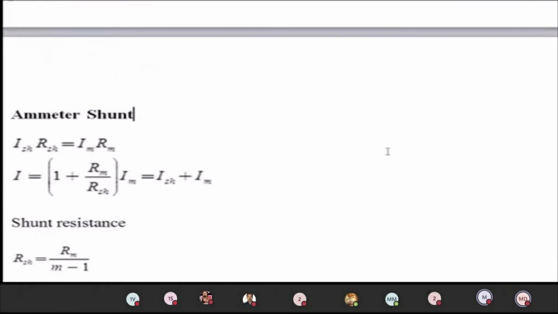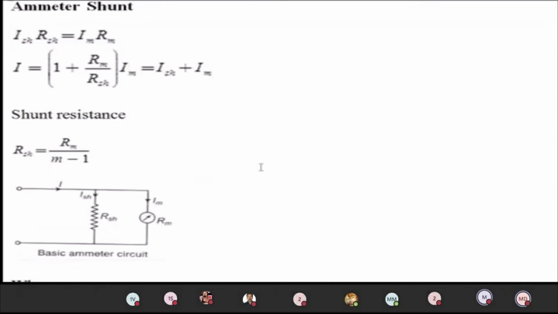To calculate the ammeter shunt resistance value, again we have the direct formula. How much resistance should be connected in a meter? So I_SH R_SH is equal to I_M R_M, where SH stands for shunt and M stands for meter. And we have one more related formula, I is equal to (1 plus R_M by R_SH) into I_M. And this can be written as total current I is equal to I_SH plus I_M.